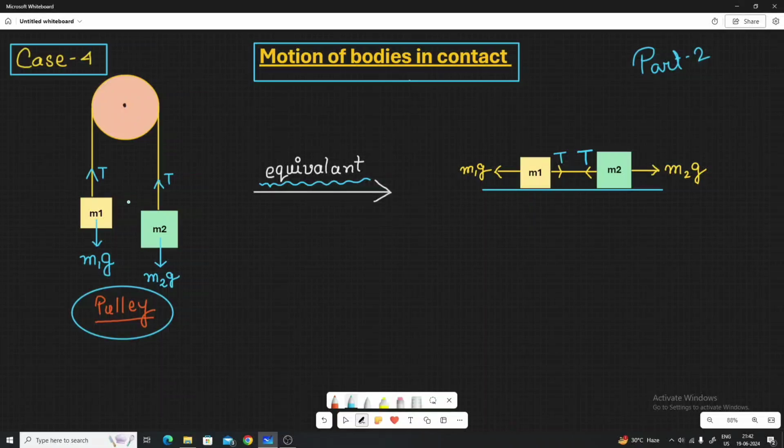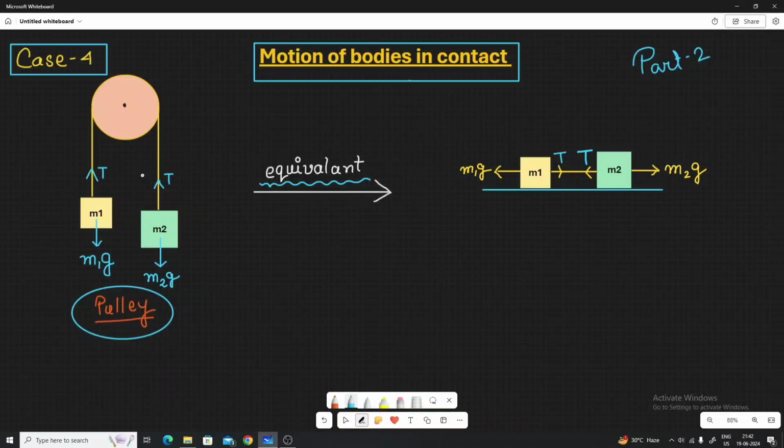Okay, you can see from the figure that M1 and M2 both are connected by a string, which is going through a pulley. Now, the force on M1 is M1G due to the gravity, and force on M2 is M2G due to the gravity, and there is a common tension in this string that is equal to T.